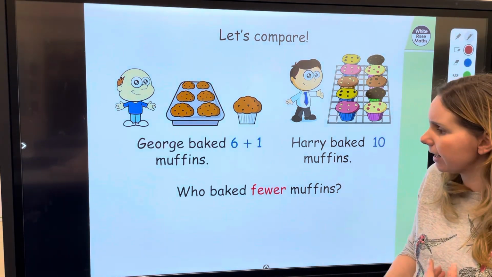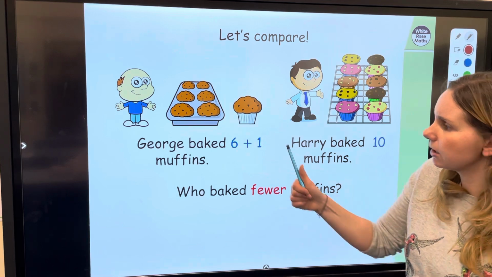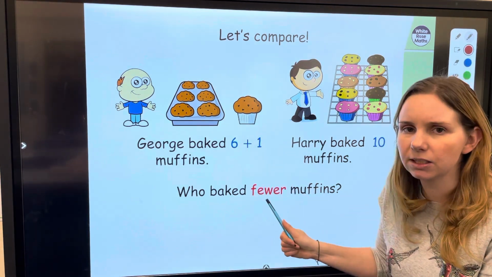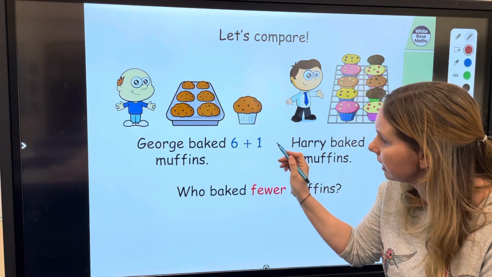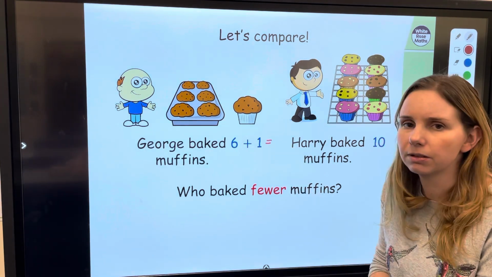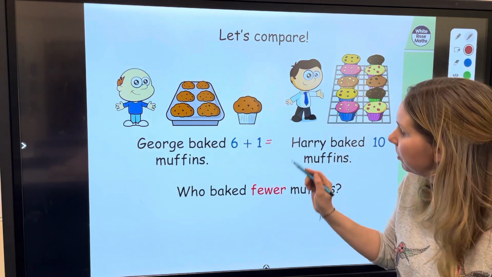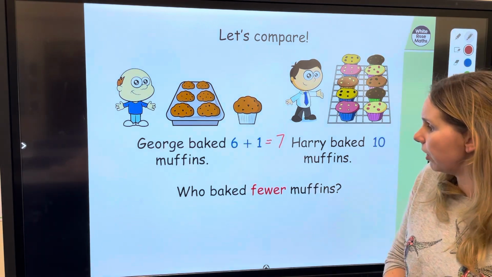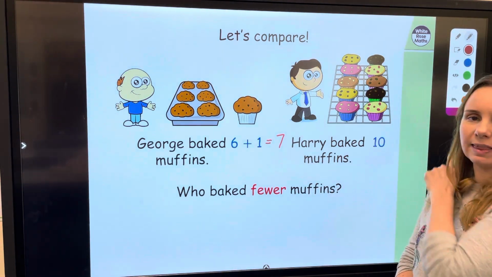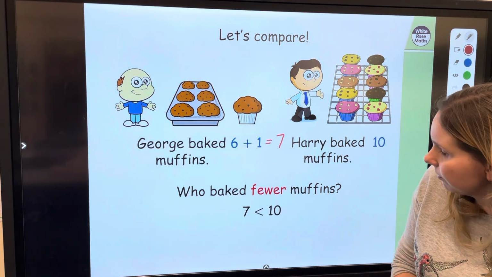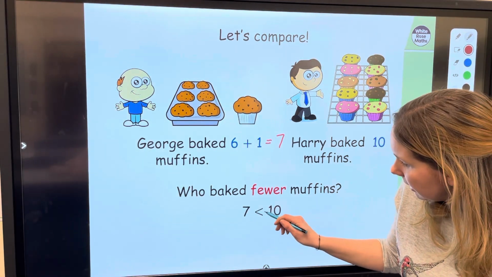Who made less? Who baked the fewest? So here, it doesn't give me the answer straight away. It needs me to work it out. So 6 add 1 equals, you should know this one of our number facts, 7, okay? And I know that 7 is fewer, less than 10. 7 is less than 10.